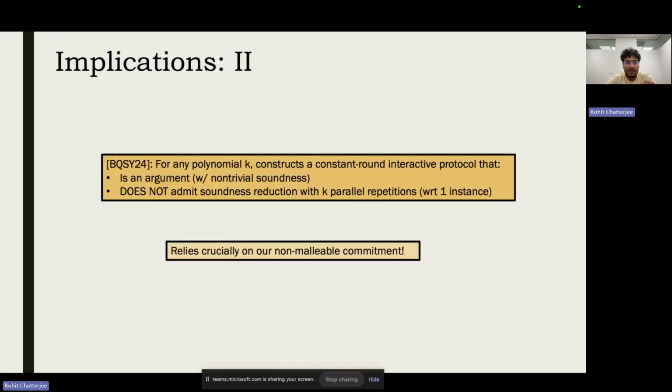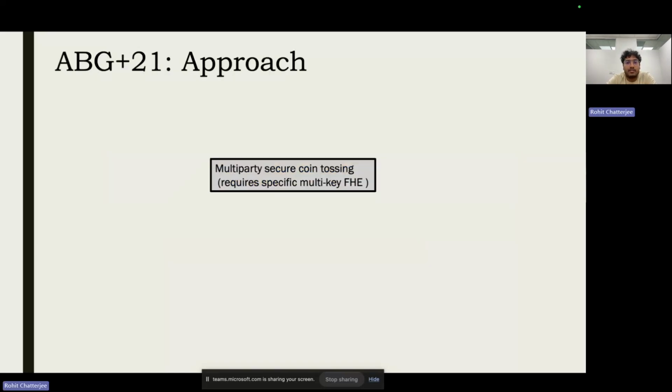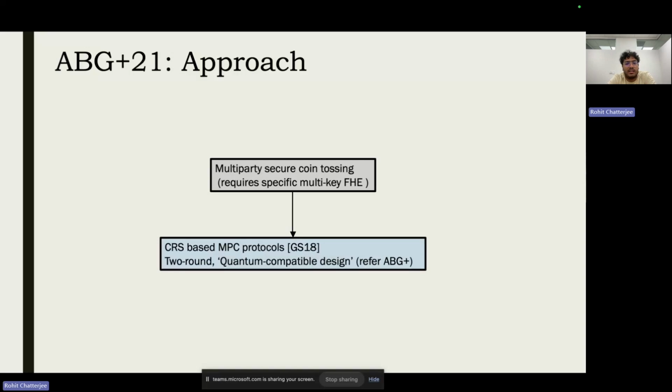Okay, so these are our definitions, results, and so on. If there are no further questions, I'm going to start talking about our construction. Just to talk about our closest point of comparison, the ABG plus protocol that we mentioned before uses the following pathway to build MPC. They construct a sub-protocol that does multi-party secure coin tossing. And this is where they require the heavy hammer of multi-key FHE. And once you have that, it turns out that you can take certain two-round protocols from the classical setting that just use a CRS and then realize an MPC protocol out of it.